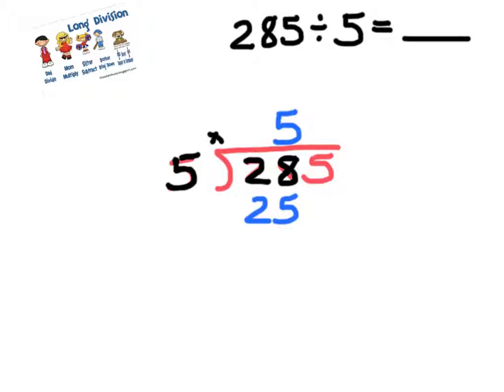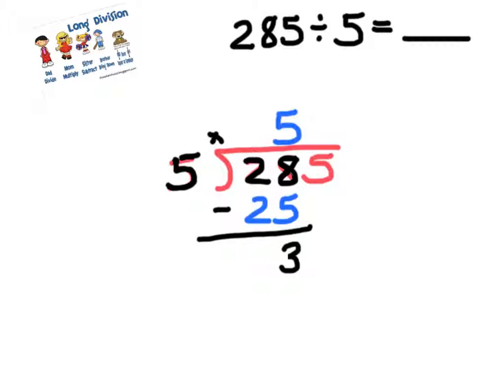According to our long division, first we want to divide. Next, we want to multiply. We divided 5 into 28. Then we multiplied 5 times 5 equals 25. Our next step is to subtract. 28 minus 25 is 3. When we're finished with that, we'll want to go to brother, bring down.